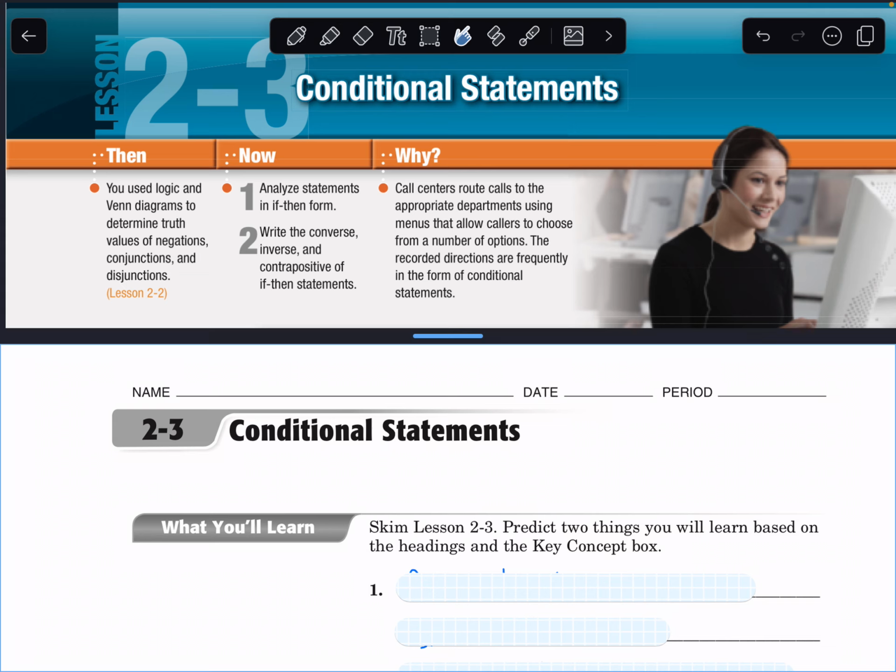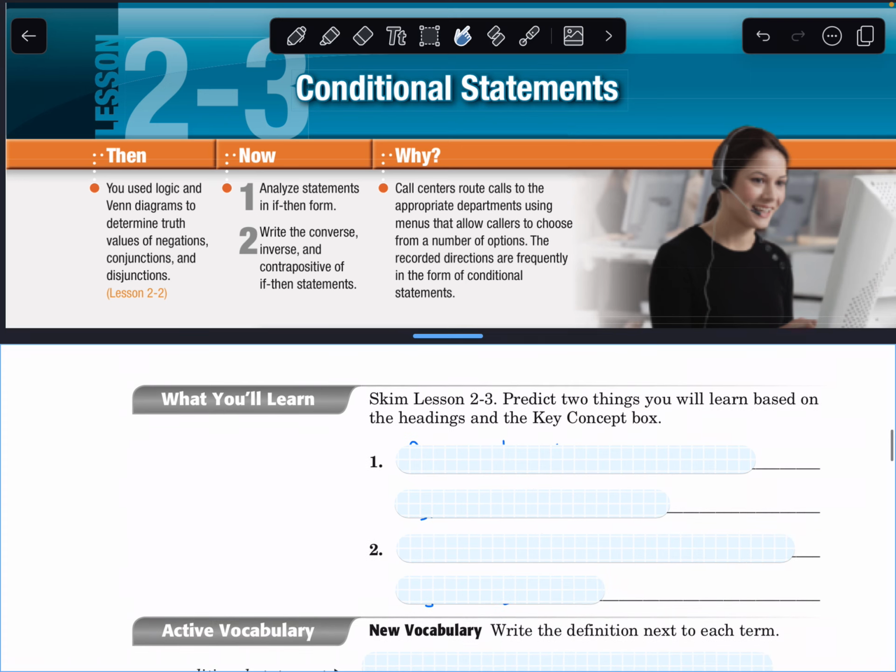Today we will cover section 2.3 on conditional statements and complete the guided notes. First of all, let's talk about what we will learn this episode. Start by skimming lesson 2.3. Predict 2 things you will learn based on the headings and the key concept box.